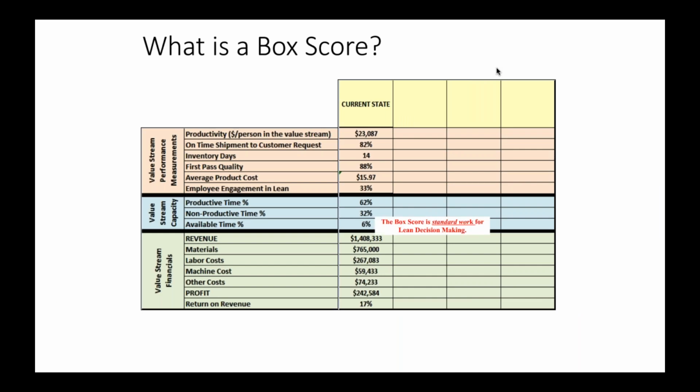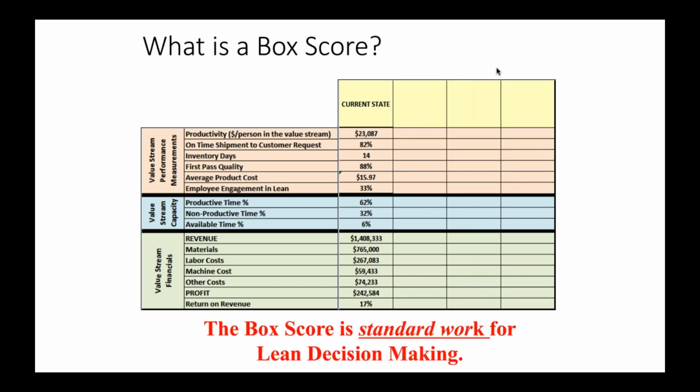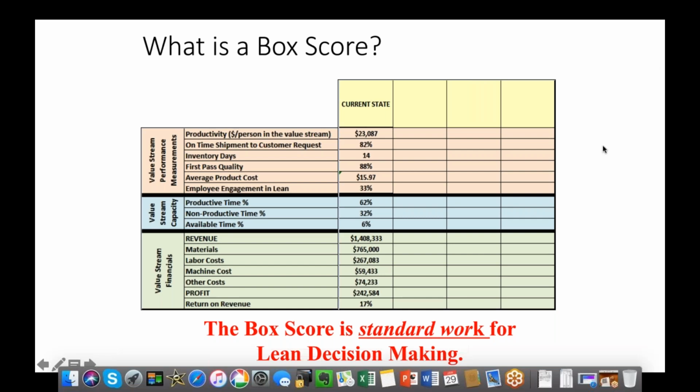For decision making, the box score becomes standard work in a lean management accounting system. It can be used for just about every type of business decision, all the way from something that is operational in the value stream, all the way up to strategic decisions made by senior leaders and owners of businesses.